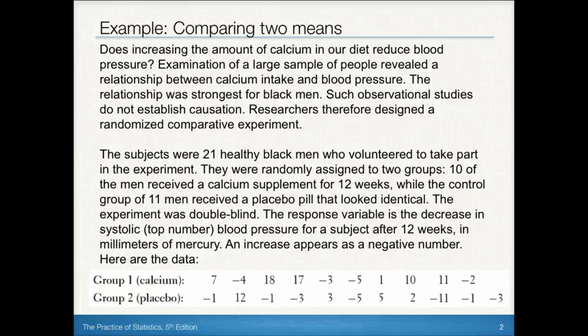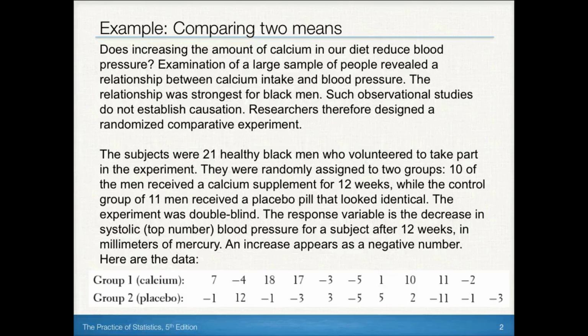Researchers therefore designed a randomized comparative experiment. The subjects were 21 healthy black men who volunteered to take part in the experiment. They were randomly assigned to two groups. 10 of the men received a calcium supplement for 12 weeks, while the control group of 11 men received a placebo pill that looked identical. The experiment was double-blind. The response variable is the decrease in systolic, the top number, blood pressure for a subject after 12 weeks in millimeters of mercury. An increase appears as a negative number.